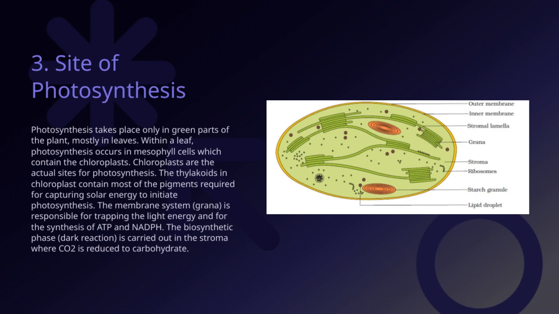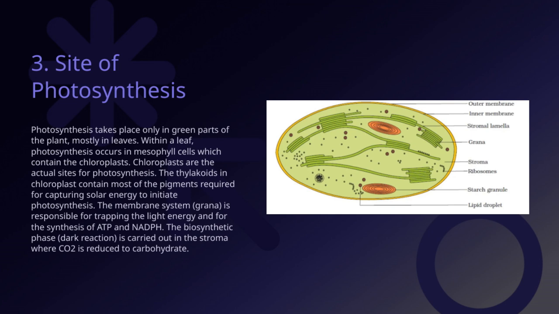Within the chloroplasts, there are thylakoids. These are membrane-bound structures that contain the pigments we need to capture sunlight. These pigments, like chlorophyll, are essential because they absorb solar energy to kick off the whole process. The thylakoids are organized into stacks called grana, and these are crucial because they trap light energy and help produce the energy molecules ATP and NADPH, which power the later stages of photosynthesis.